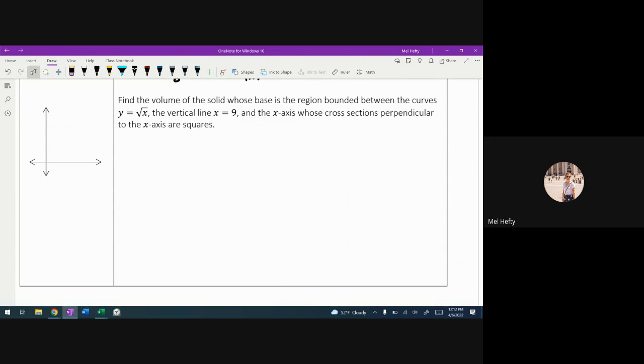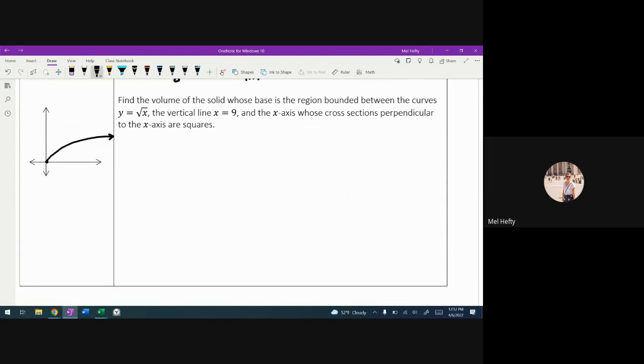So the first thing I need to do is draw a picture. If you don't draw a picture and you ask me for help, the first thing I'm going to tell you to do is draw a picture. We need to be able to see what's going on. So the square root of x is a graph that I would expect you to be able to graph on your own. It's the one that we just saw. Let's talk about some points on it.